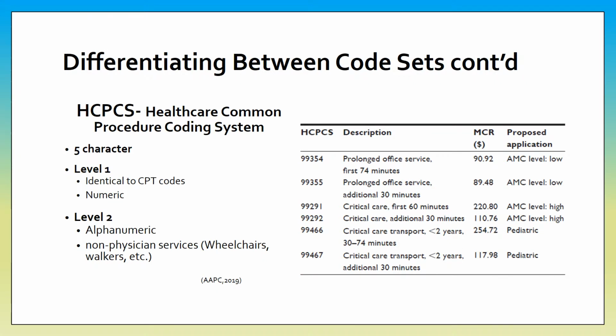Healthcare Common Procedure Coding System, or HCPCS, is a coding system used for supplies and equipment. HCPCS codes are 5 characters long and organized into 2 levels. Level 1 consists of numeric set that is identical to CPT code sets. Level 2 is alphanumeric and codes for supplies that are not found in Level 1. Some of the Level 2 codes are for wheelchairs, walkers, ambulance, prosthetics, and other non-physician services.